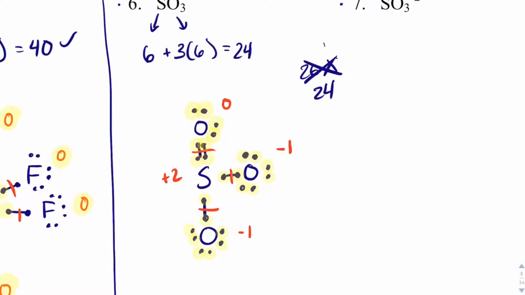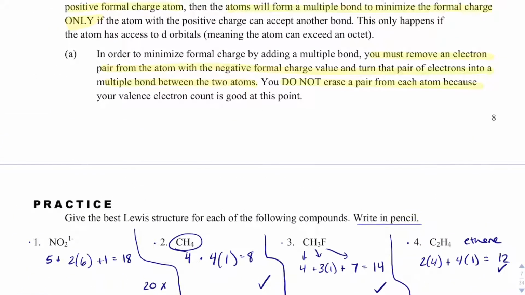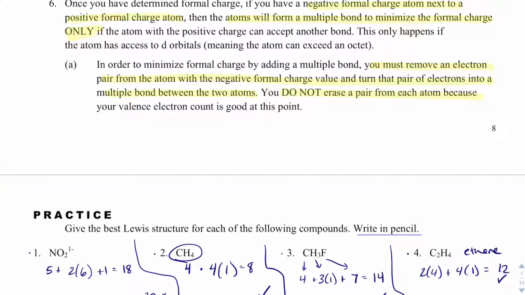Overall, SO3 needs to be neutral, and it is. Even though I have charges within the molecule, it is neutral, because +2, -1, and -1 add up to 0. But what our rules say is that if I have a positive formal charge adjacent to a negative formal charge, then the atoms will form a multiple bond to minimize that charge.